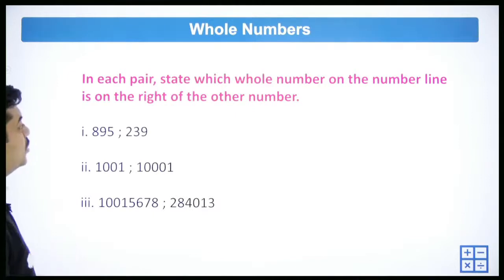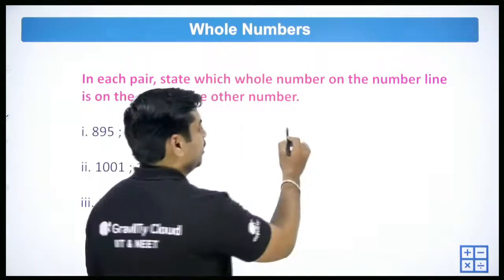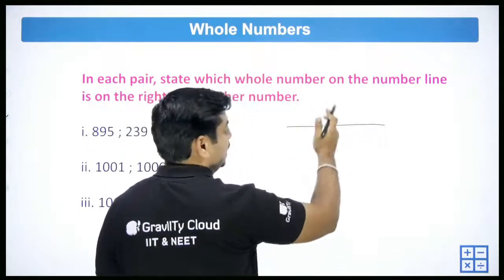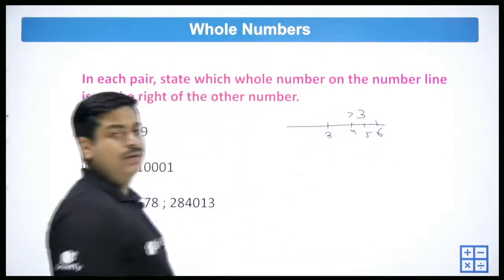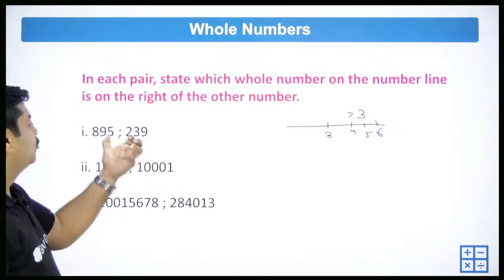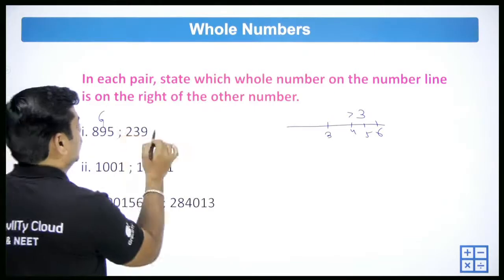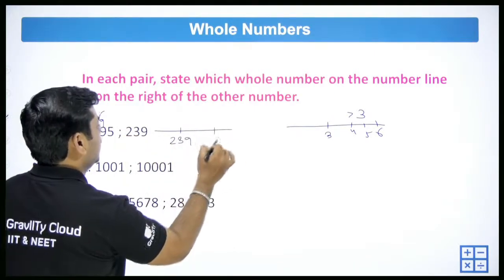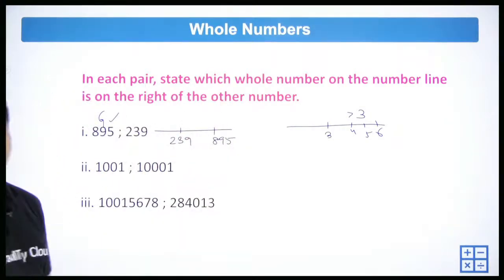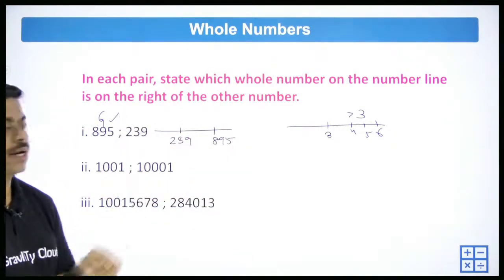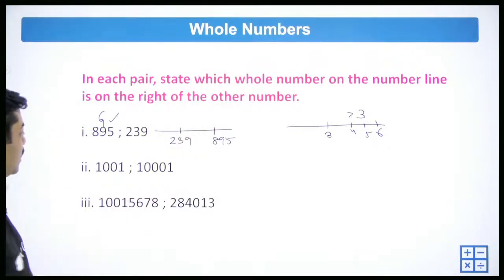In each pair, state which whole number on the number line is on the right of the other number. For example, if you have a number line, for the number 3, the numbers to the right are the numbers which are greater than 3. Now, 895 and 239, which is greatest, which is least? 895 is the greatest. On the number line, 239 will be here and 895 will be here. So definitely 895 is towards the right of 239, right? In all the cases, whichever is greater is to the right.